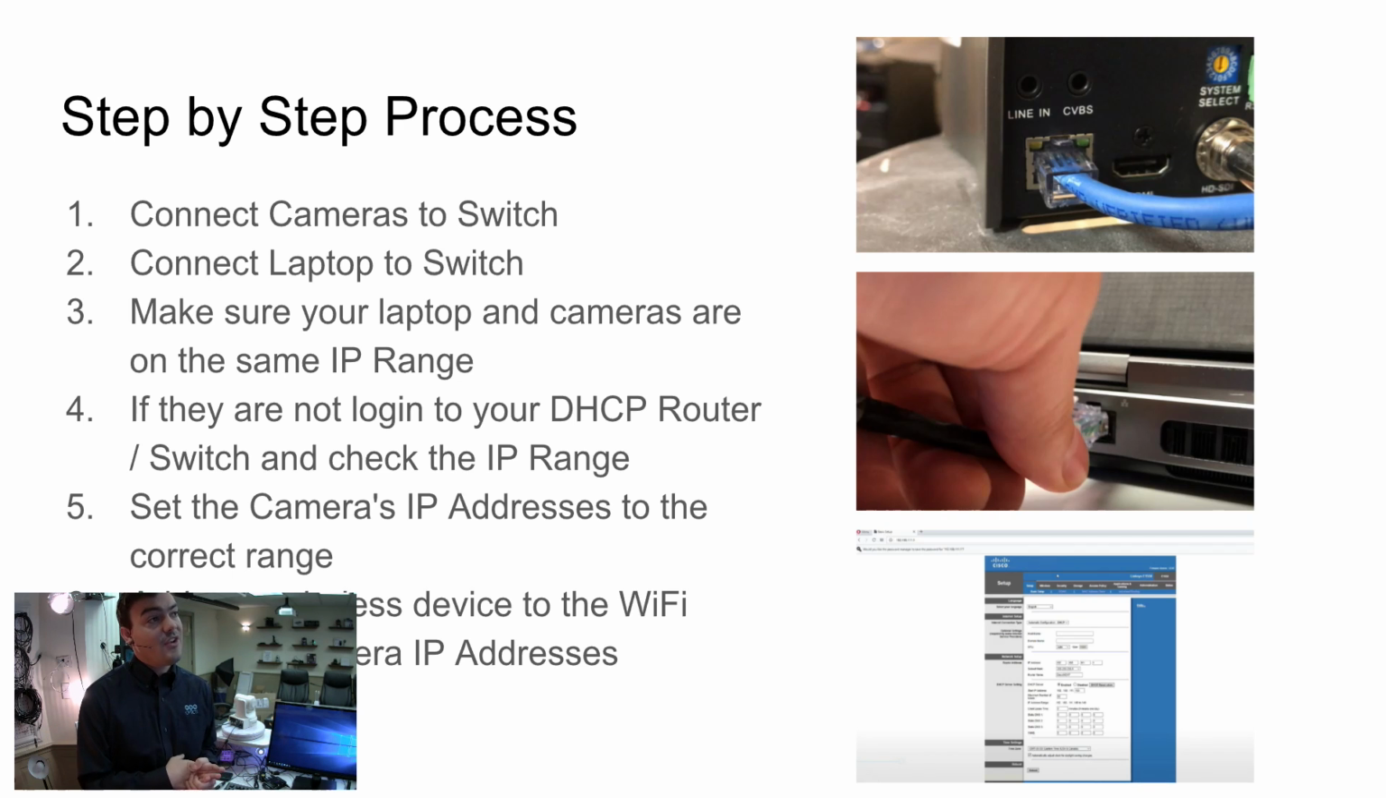The IP address settings tool will find them, but in order to do all the proper connections and everything, you're going to want to get the ranges set properly. Finally, you can add your wireless device, your smartphone device, to the same Wi-Fi that your local area network is set up with all of your cameras, and enter the IP addresses. That'll be the last thing I'll show here.